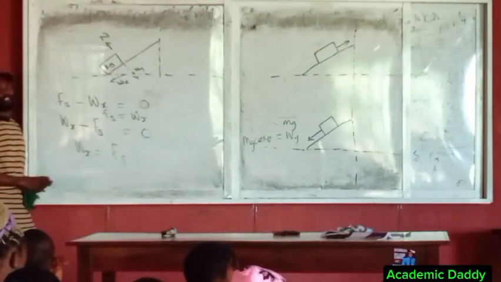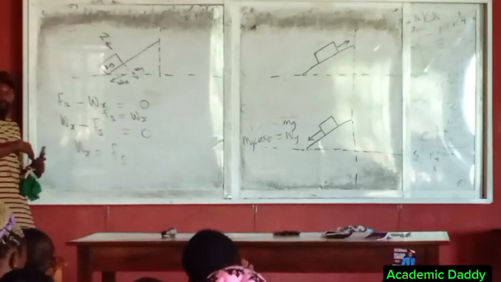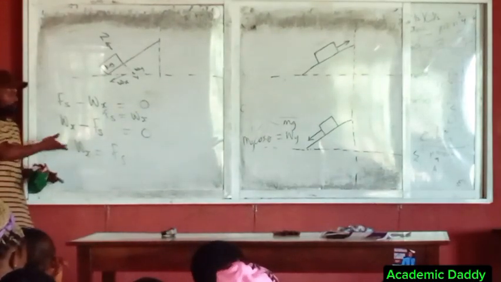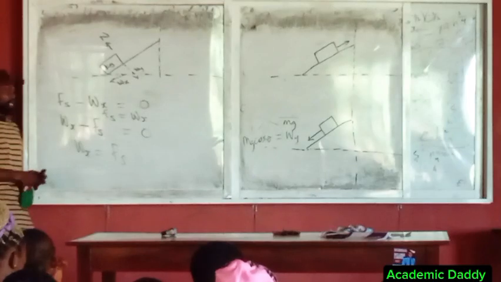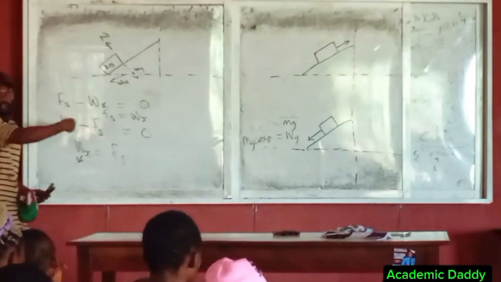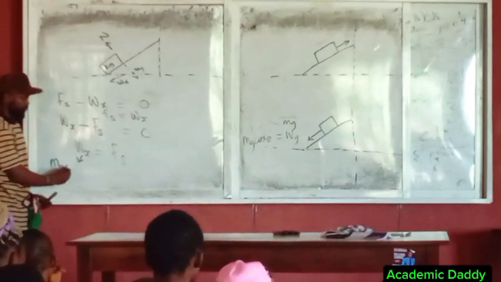So whichever way you do it, once the body is at rest, the dynamics there is simply such that static friction is equal to the weight on the x-axis. And we remember that this weight on the x-axis, as we solved, is given by mg sin theta.